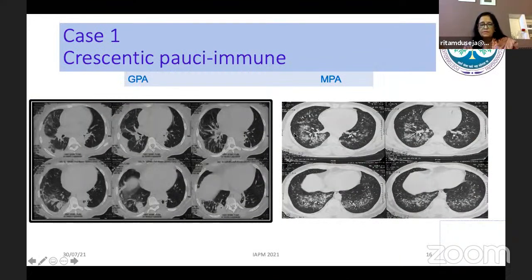Similarly, in the same set of patients, the pulmonary symptoms are also likely to be different. In granulomatous polyangiitis, we tend to have nodules, whereas in microscopic polyangiitis, what we get is ground glass opacities, which are equivalent to pulmonary hemorrhages. We don't get any organizing inflammation here.